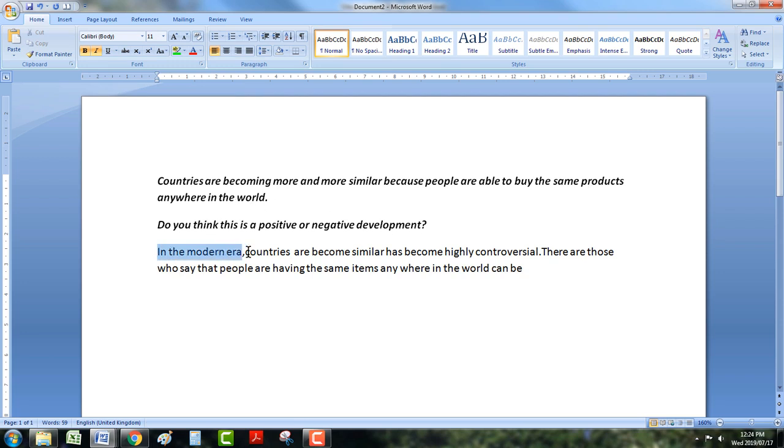Then the student said, "In the modern era, countries are becoming similar has become highly controversial." They just chose one of my stock sentences and pushed something in there with very bad grammar, using the wrong stock sentence, and so this is band 5 over here. So please be careful of these stock sentences. If you don't know what they mean, then don't use them. Don't think that you can just use them for any situation.